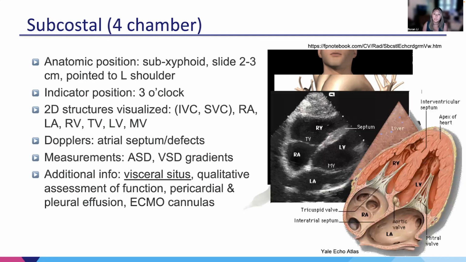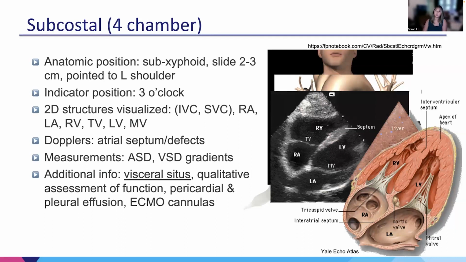All the structures are clearly labeled, but you can see all 4 chambers, right? The valves that lie in between the chambers, so your tricuspid and your mitral valve. And then you can sometimes get your great vessels like your SVC and your IVC. This is a great view to look at your atrial and ventricular septal defects because they are roughly perpendicular to the probe. This is your atrial septum. This is your ventricular septum. And you can also get gradients across in terms of ASD and VSD gradients.